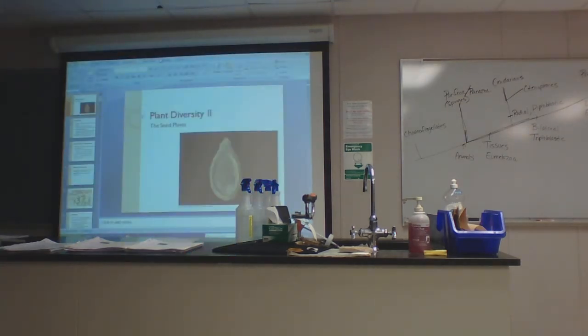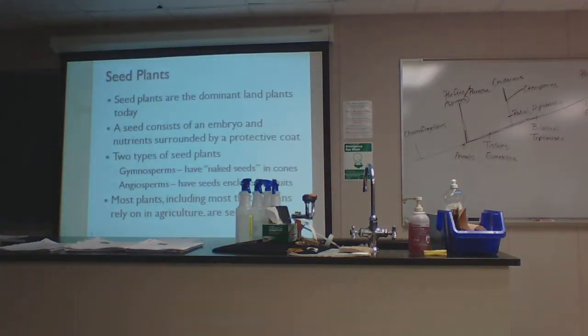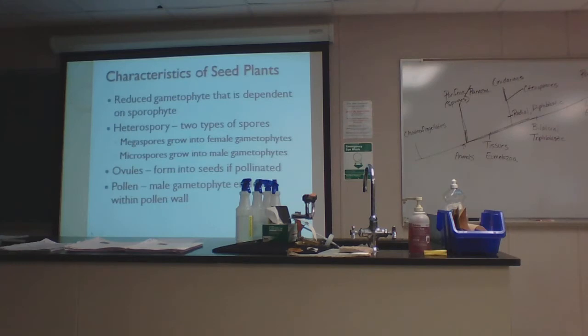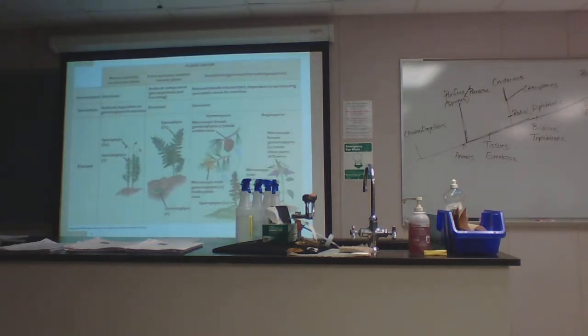So we have the seed plants next. Okay. So the two groups of seed plants are the gymnosperms and the angiosperms. And they are heterosporous, they have ovules, and they have pollen. Okay, so you should probably study that chart. That's probably a good chart that kind of summarizes the 4 different groups of plants.